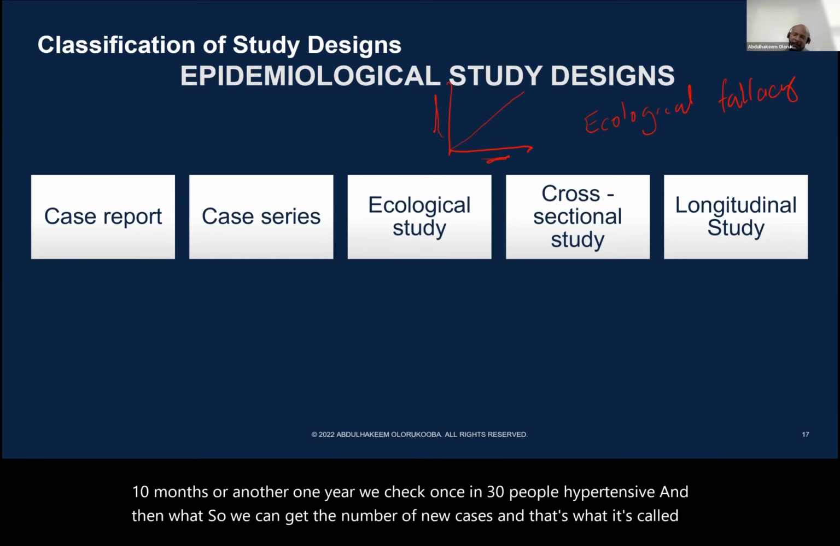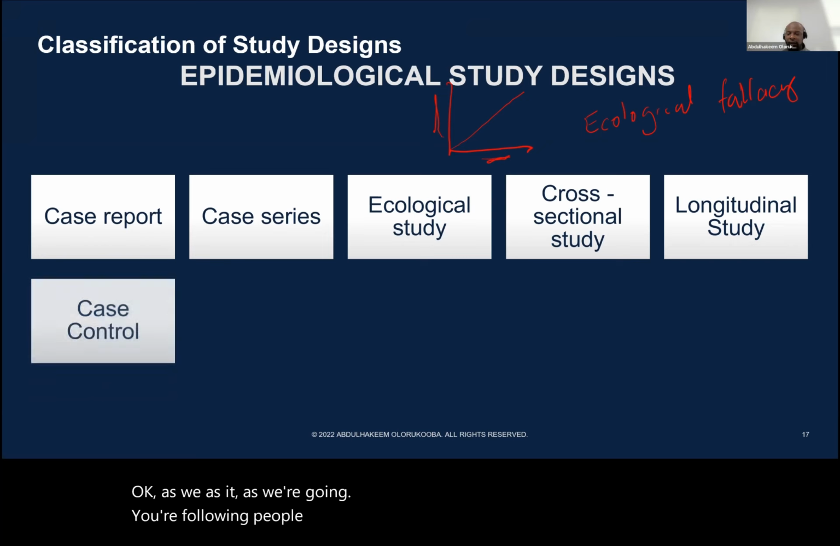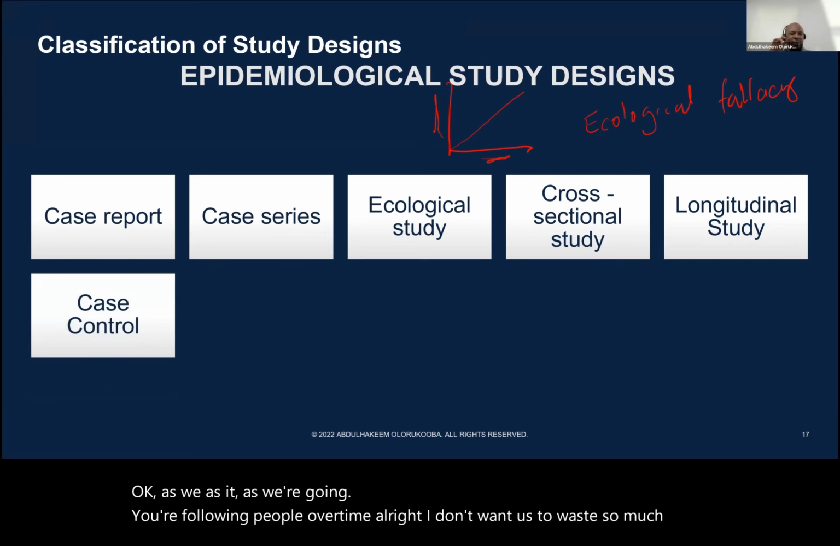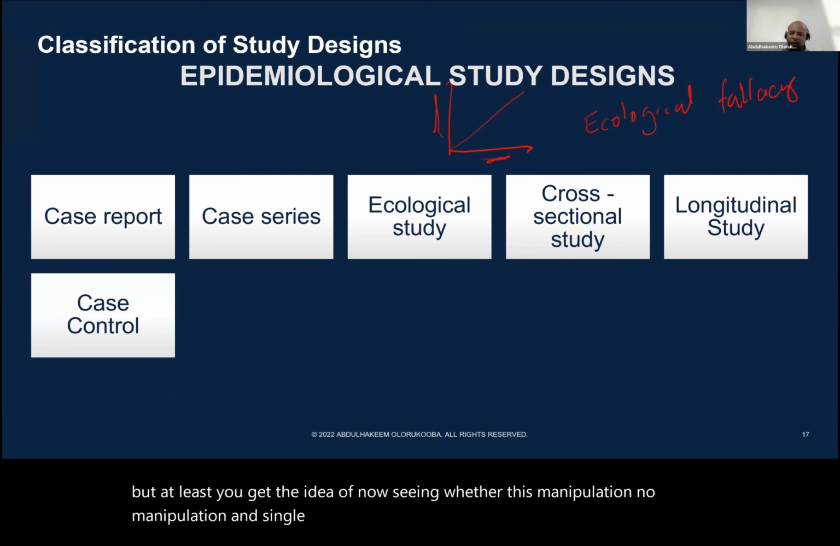As we're going, you are following people over time. All right. I don't want us to waste so much time, but at least you get the idea of seeing whether there's manipulation, no manipulation, single individual, multiple individuals. So I don't waste so much time.